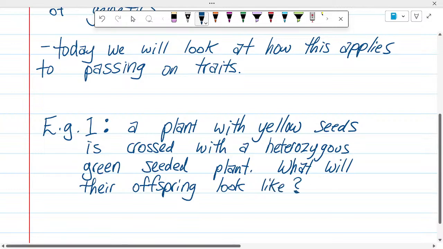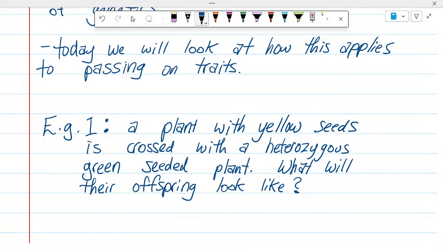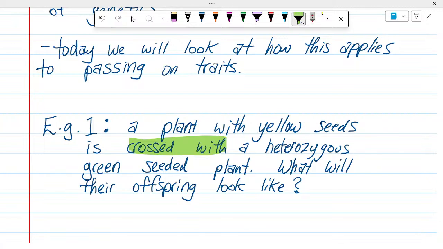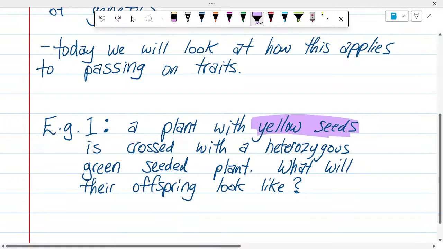So before we do any kind of math or anything, let's see if there's any language we're worried about. What does it mean, crossed with? Yeah, bred. That's right, just procreated. Okay, so we know what that means. What do we mean by yellow seeds? Why didn't I bother saying whether this was homozygous or heterozygous?